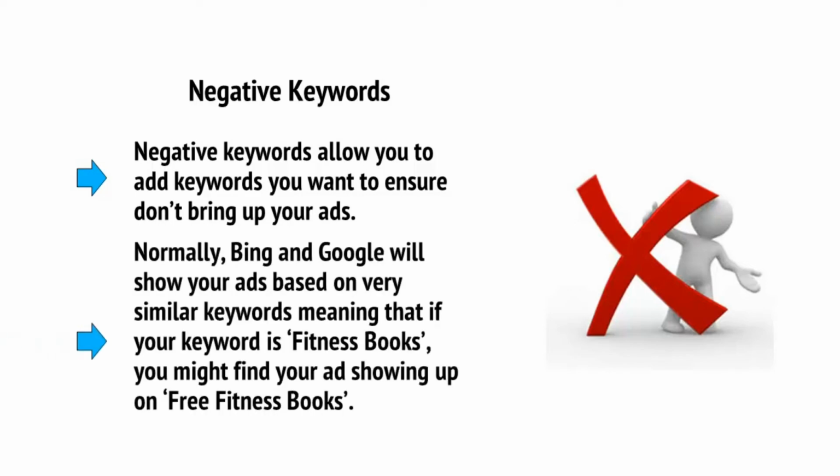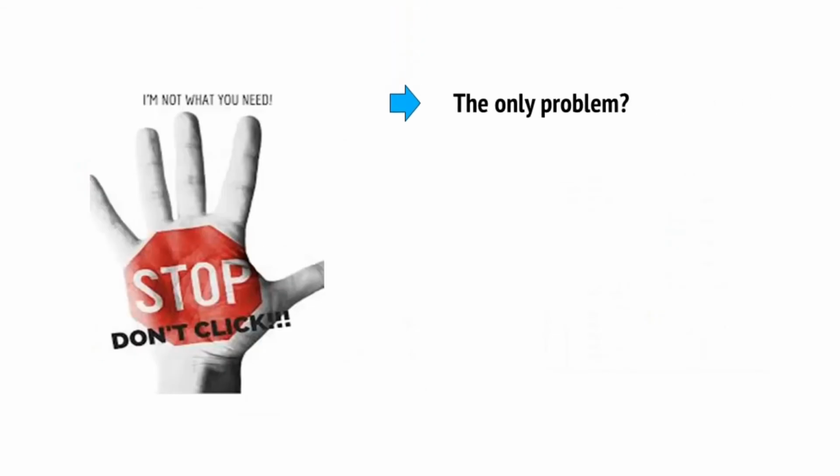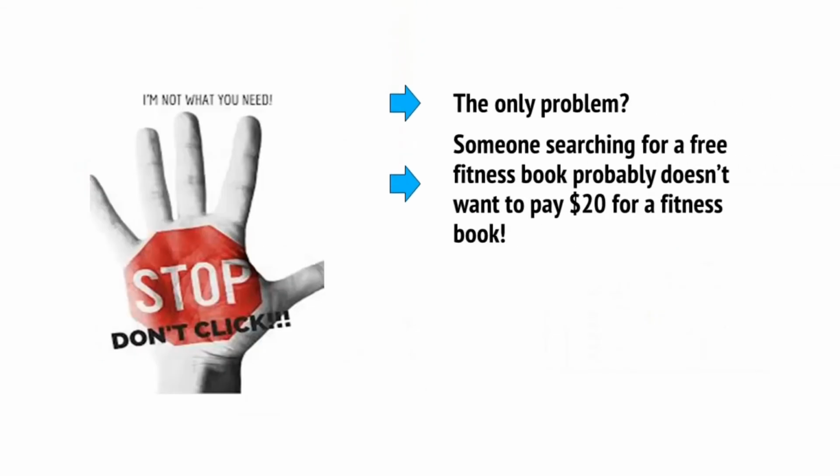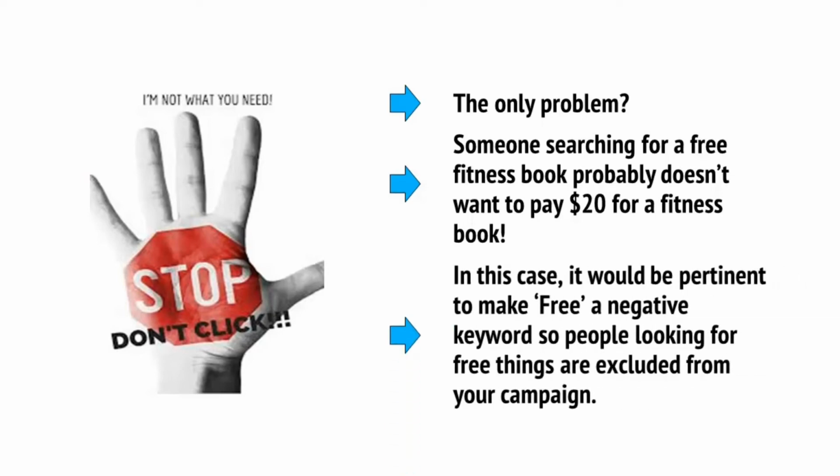Now, normally Bing and Google will show your ads based on very similar keywords, though Google does this more than Bing, meaning that if your keyword is fitness books, you might find your ads showing up on free fitness books. The only problem? Well, someone searching for a free fitness book probably doesn't want to pay $20 for a fitness book. So in this case, it would be pertinent to make free a negative keyword so that people looking for free things are excluded from your campaign.